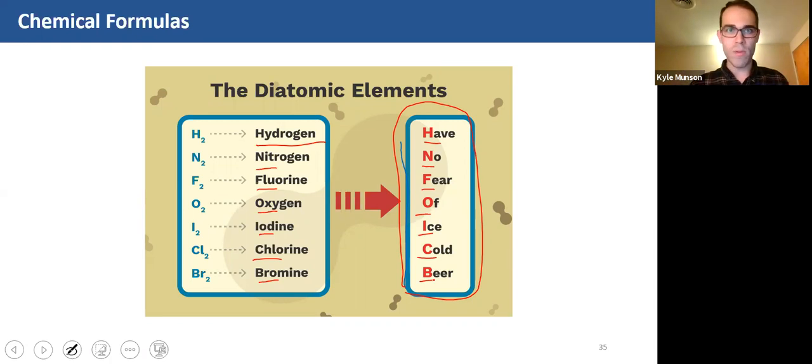And that's the correct chemical formula for these elements. So again, you can have this chart for reference. You don't necessarily need to memorize all the elements that do this, but I think you can with the acronym especially.